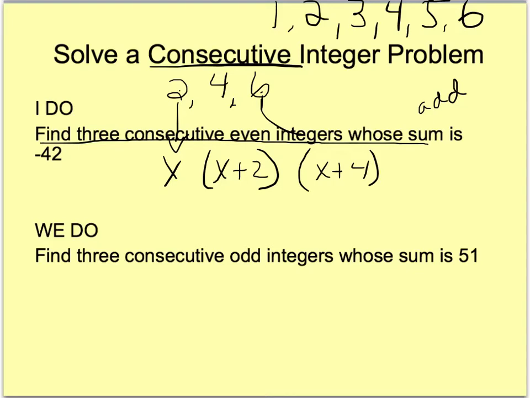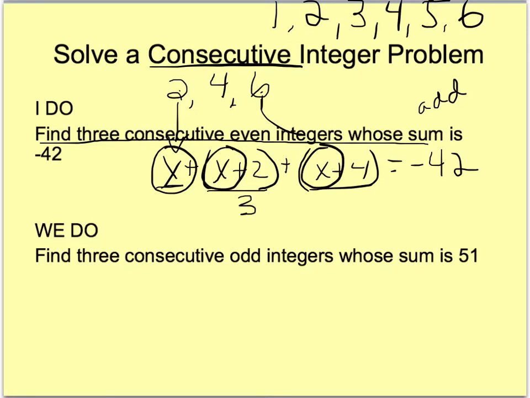So if I want to find 3 consecutive even integers whose sum is 42, that means I'm going to add these integers together because I want the sum. And that's going to be equal to negative 42, okay? So this is my first even number, my second even number, and my third even number. So now I need to set up an equation. So I'm going to add together all my x's. 1, 2, 3. 3x plus, I have 2 and 4 plus 6 is equal to negative 42.